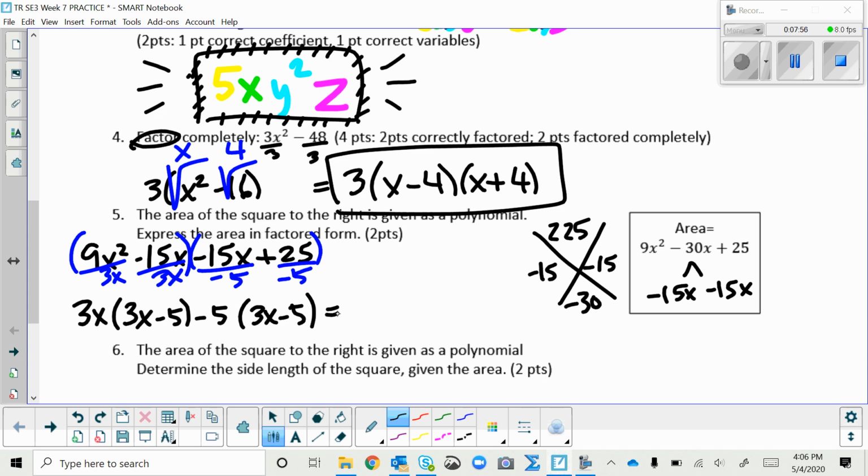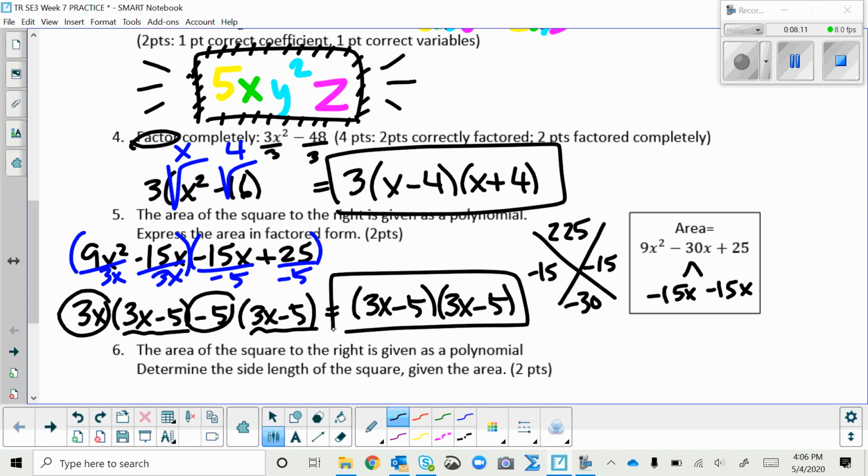And then I rewrite this one more time. The groups have 3x minus 5 in common. And left over, they have a 3x here and a minus 5 there. So that's expressing the area in factored form. It equals the same as this. It's just a different way of writing it. If you FOILed this back out, you would get the area of 9x squared minus 30x plus 25.